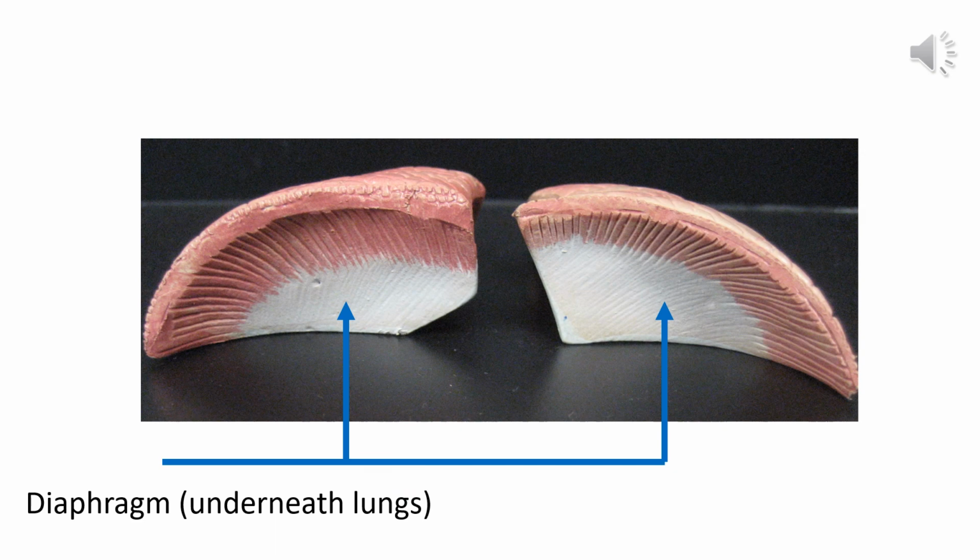Sometimes it's a little hard to see the diaphragm on that last picture. Here I've removed the lungs and you're seeing kind of the bottom of the lungs, which means you're seeing the diaphragm underneath the lungs. It's still part of the respiratory system. It still is a major breathing muscle, but you can see it a little better on this picture.